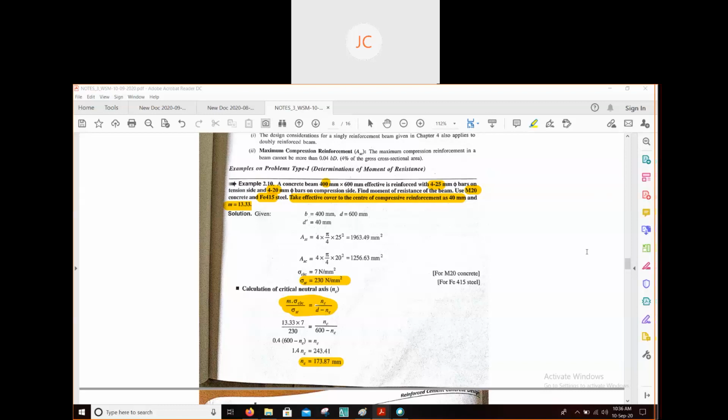Arif Khan, 40. Everyone is getting different answers. Why? What is the value of sigma ST? Sigma ST will be same, 230. M is 11. Sigma CBC is 8.5. D is given, D will be your 500. Then how are you getting different answers? Check your calculation.